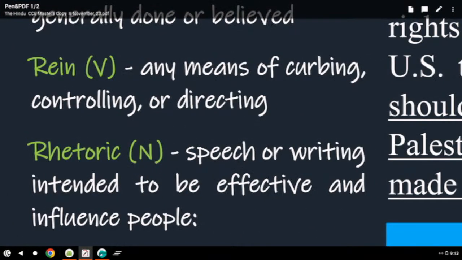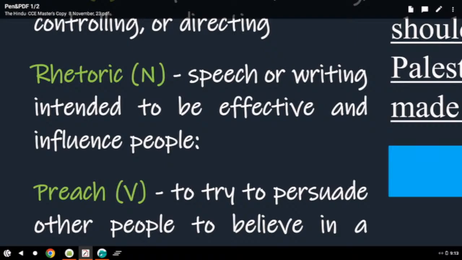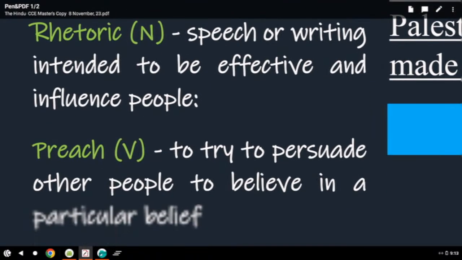What is the next word here? Rhetoric, an important word, part of speech noun. Speech or writing intended to be effective and influence people. You can also write the word persuading speech. It goes more with speech than writing. So persuading speech. And also write it goes with politicians, brackets politics. Rhetoric, if you take politicians, many politicians say, I will do anything for you till the last breath of my life. A standard dialogue. We all know to what extent they do what they do. That is nothing but rhetoric. It is, in a way, used in politics to influence innocent people.